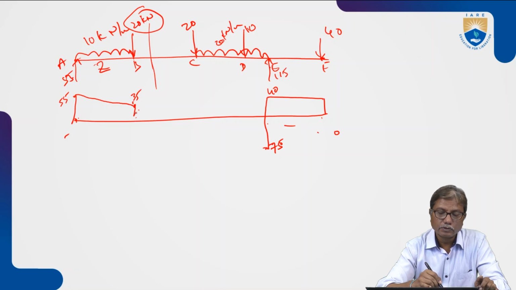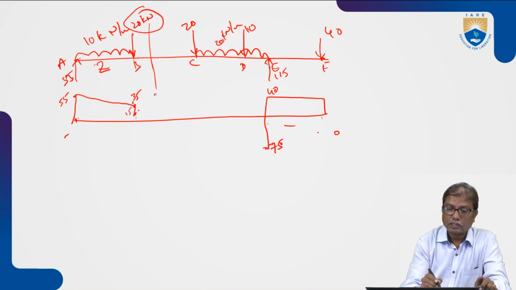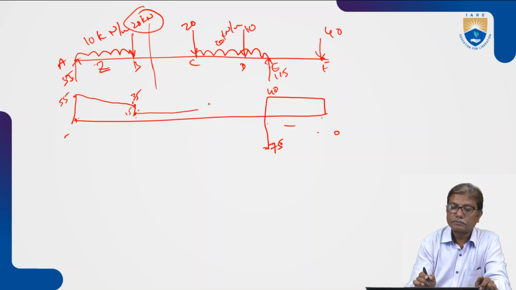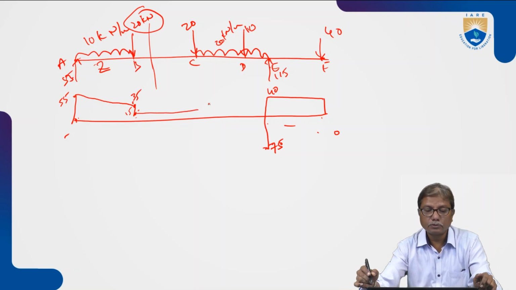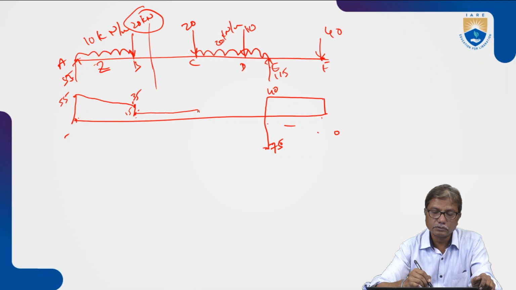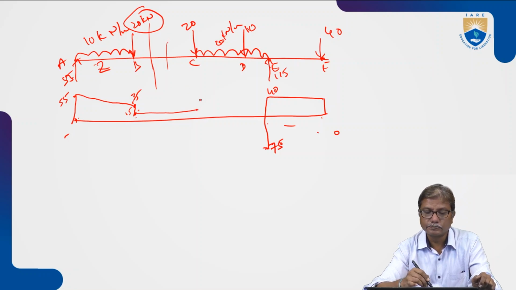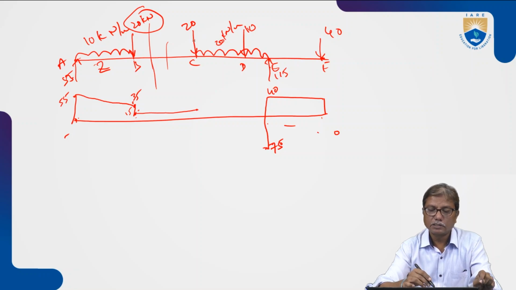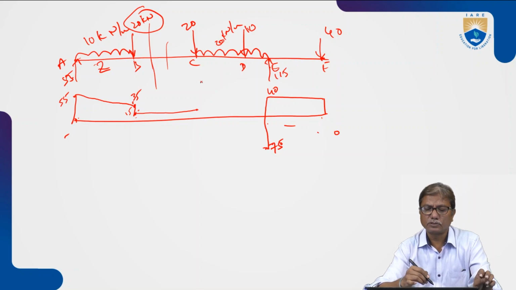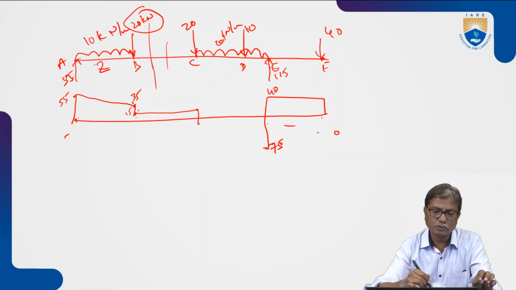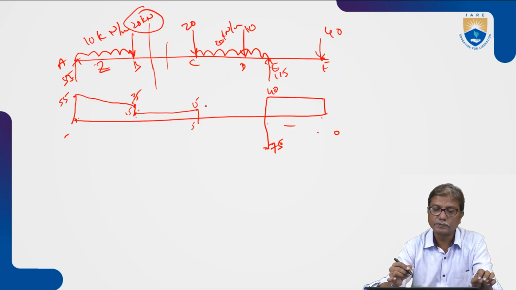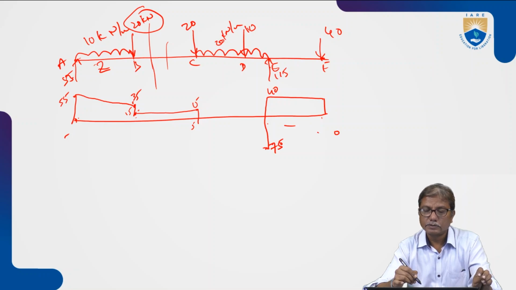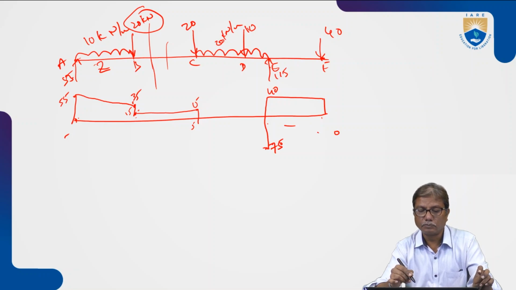So what will be the remaining? 50. And which remains constant from B to C, because there is no load here between B and C. And there is again a sudden change in shear force. So plus 15 to minus 5. Yes, plus 15 to minus 5.